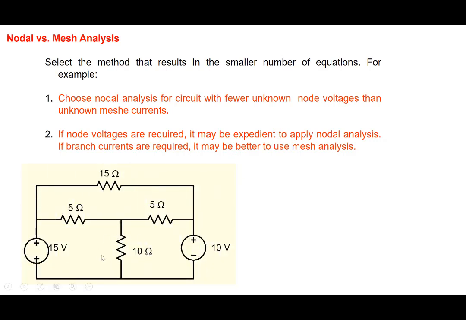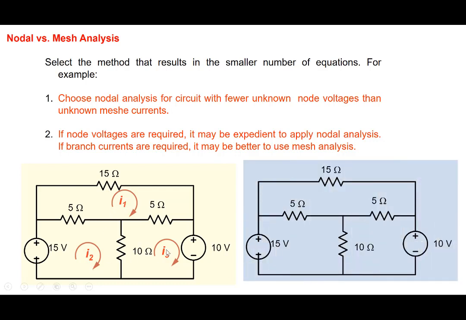In this circuit, for example, if I apply mesh, I will have I1, I2, I3, and I will have to solve three equations to determine I1, I2, I3. Well, if I take the same circuit and apply nodal, and these are my nodes here, and if I choose 4 as ground, node 1 is immediately known, it is 15 volts. Node 3 is also known, which is 10 volts, and the only unknown node is node number 2. So I have to solve only one equation as compared to 3 equations here. So nodal analysis obviously makes sense here.